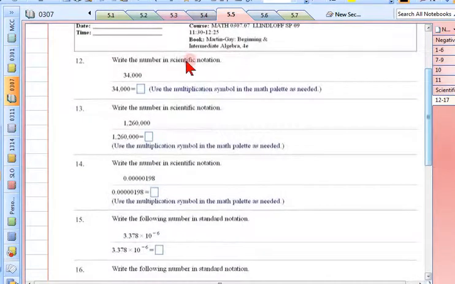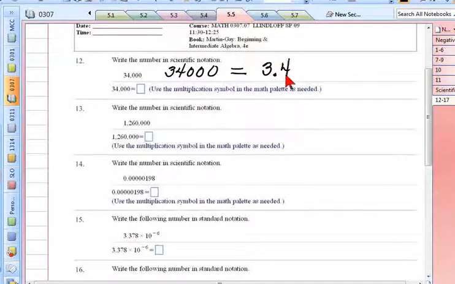Problem number 12 starts out as 34,000. I'm not going to write the comma because I don't want it to be confused with a decimal point. That is a standard notation number. I want to change it to scientific notation. Okay. Just in the decimal part, what will it start out being? Excellent. It will be 3.4. Will I need to write down the rest of those zeros? No. All right, so it's 3.4. It's going to be times.